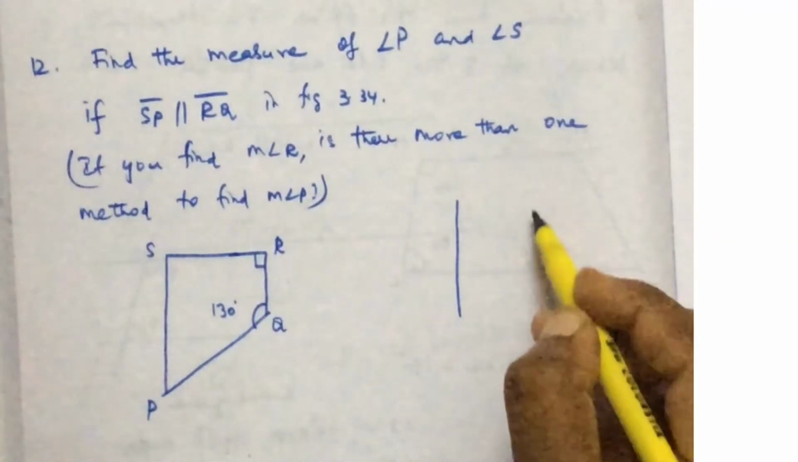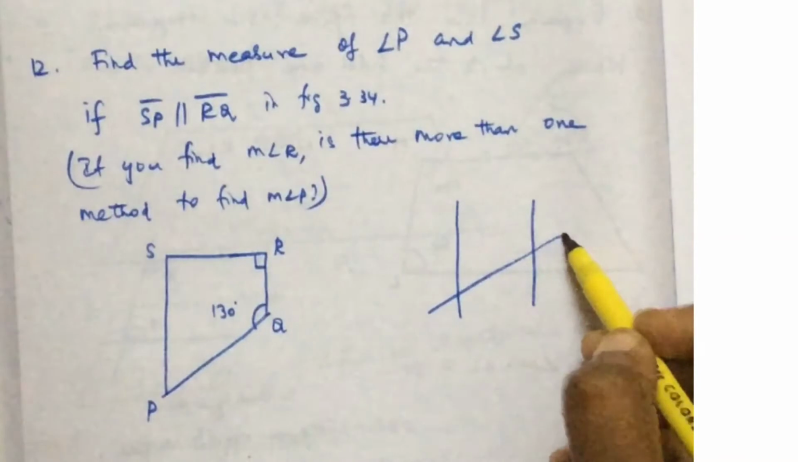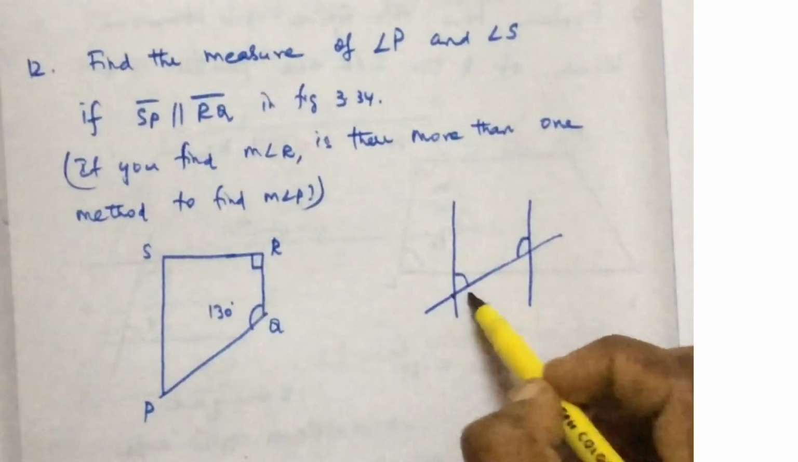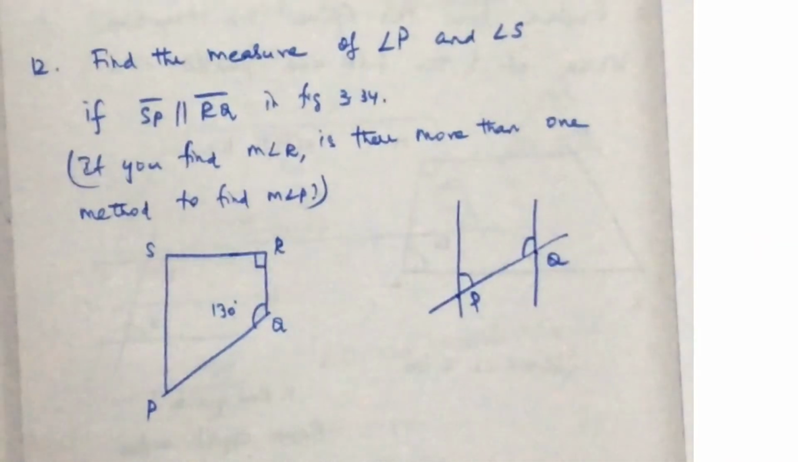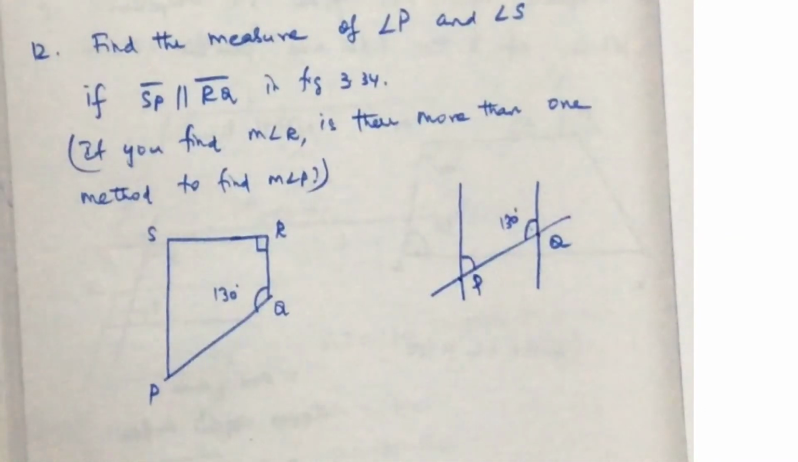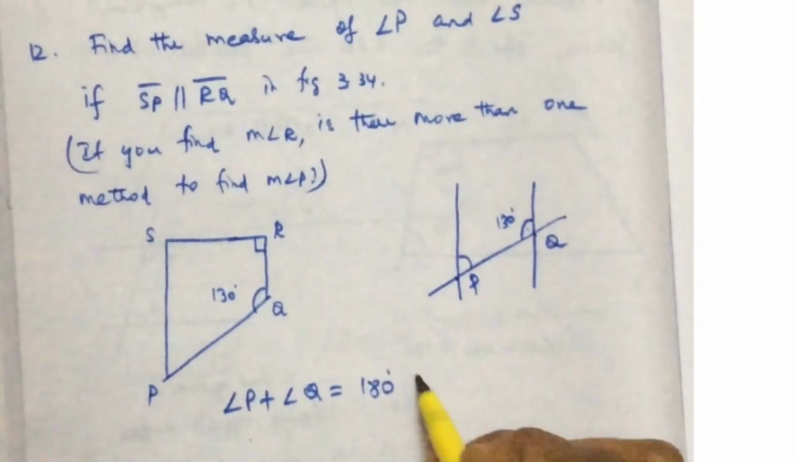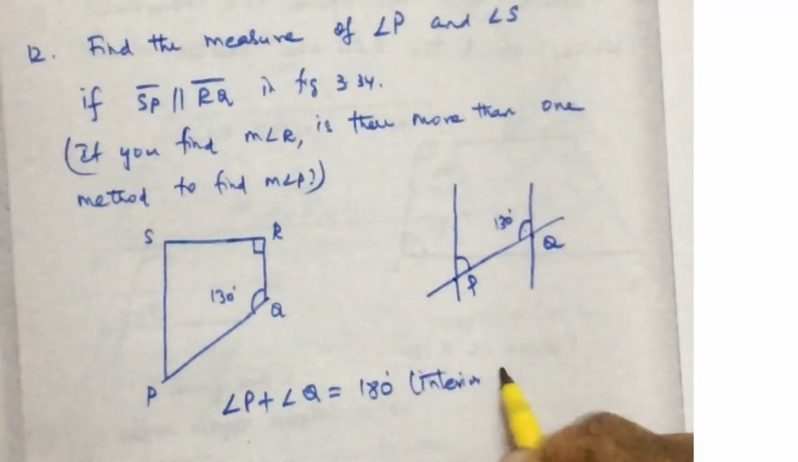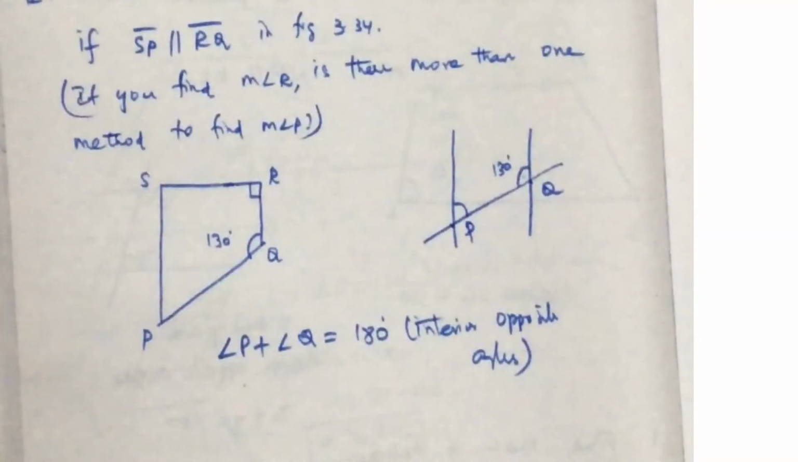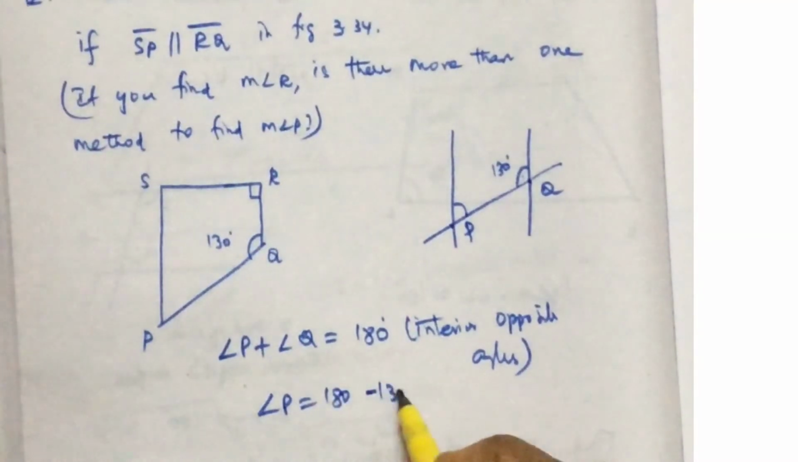If two lines are parallel and there is another line which is a transversal, then what about this angle and this angle? This point is P and this point is Q. So these two angles are interior opposite angles. Angle P plus angle Q should give 180 degrees because they are interior opposite angles. I know Q, so P should be 180 minus angle Q, 130, which is 50.